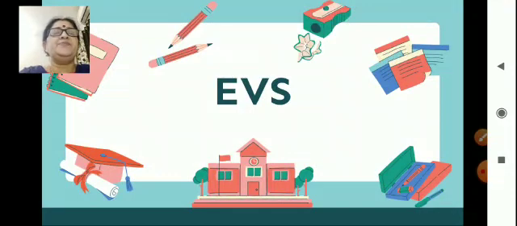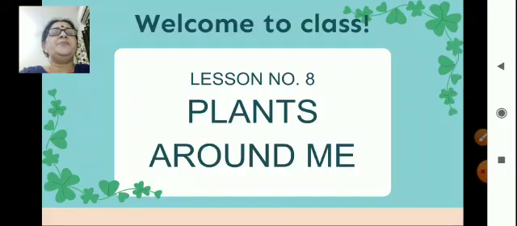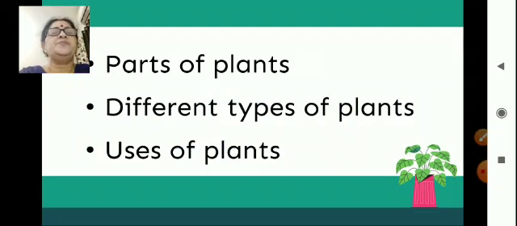That is lesson number 8, Plants Around Me. In this lesson, we are going to learn about parts of plants, different types of plants, uses of plants.